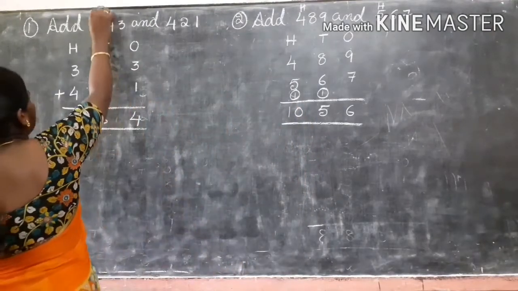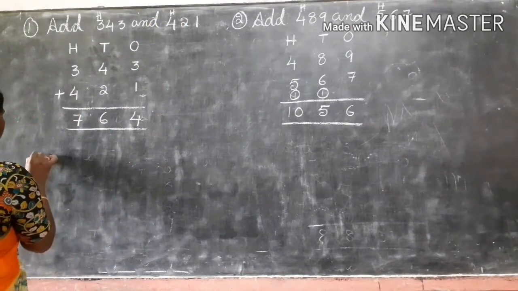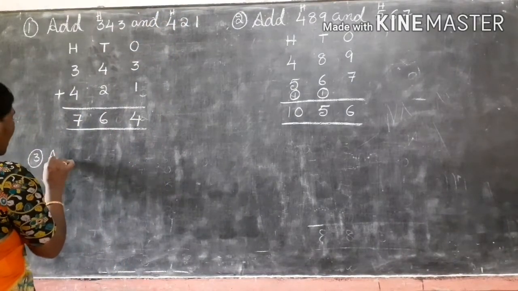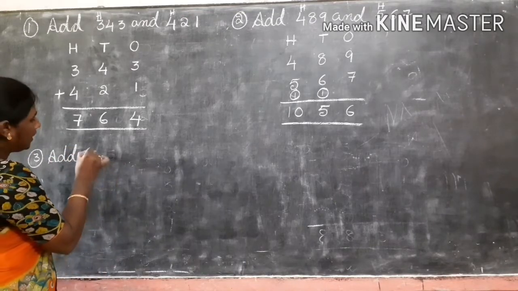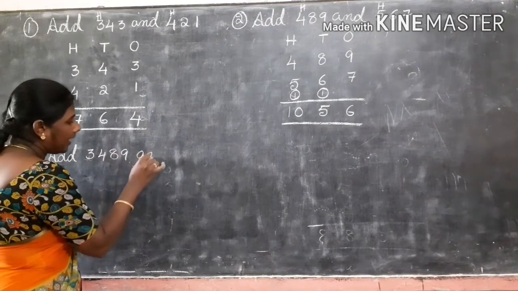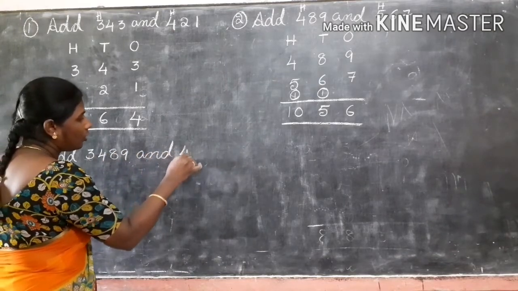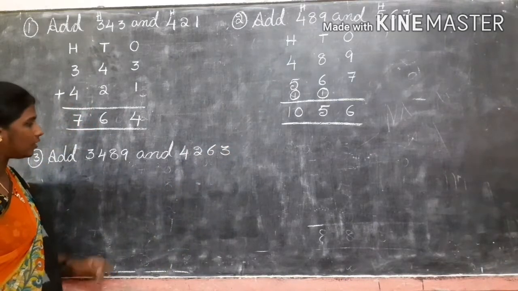Okay, here also write the place values. Hundreds. Next, the third one. Add 3,489 and 4,263. Here also write the place values.